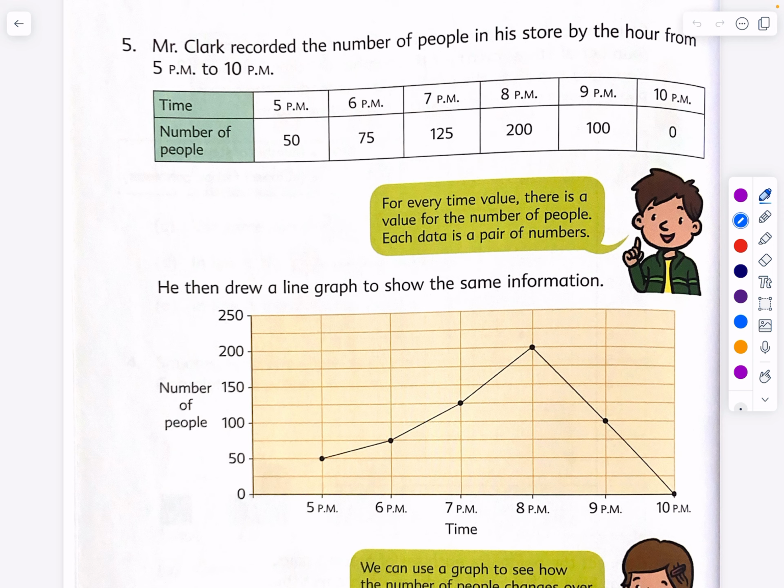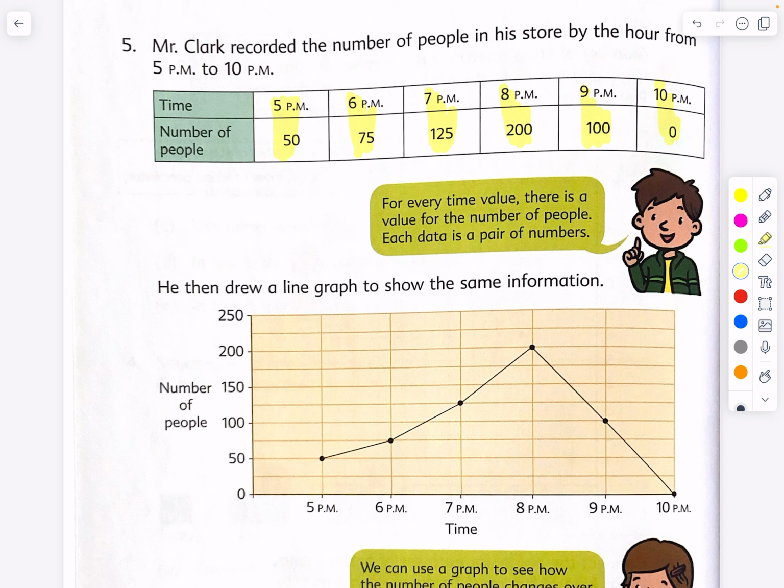Mr. Clark recorded the number of people in his store by the hour between the hours of 5 p.m. and 10 p.m. So it looks like Mr. Clark is a store owner or manager, and he wanted to see how crowded it gets after work between the hours of 5 and 10 in the evening. So let's read the table. We see that at 5 p.m., he had 50 people, at 6 p.m., 75, at 7 p.m., 125, at 8 p.m., 200 people, later, 100, and finally by 10 p.m., there was nobody in the store.